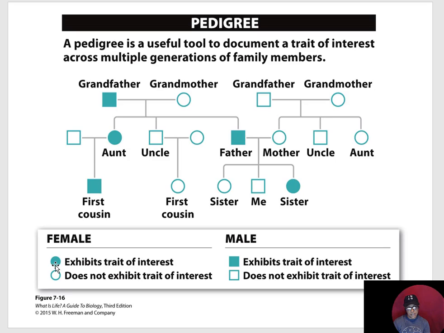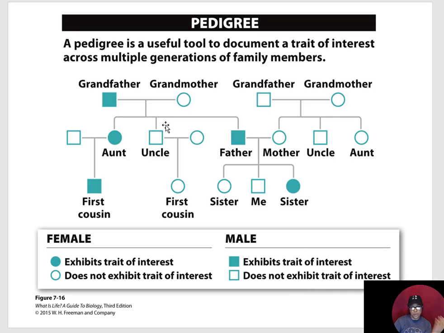A circle means that the individual is female. And if a circle is filled in, that means that the individual is exhibiting that trait of interest, whatever trait it is you are tracing or you're looking at. So if it's filled in, then that individual is exhibiting the trait. If it's not filled in, that means that individual is not exhibiting the trait of interest. A square signifies a male. And again, if the square is filled in, then that means the male exhibits the trait of interest. And if the square is not filled in, that means the male does not exhibit the trait of interest.